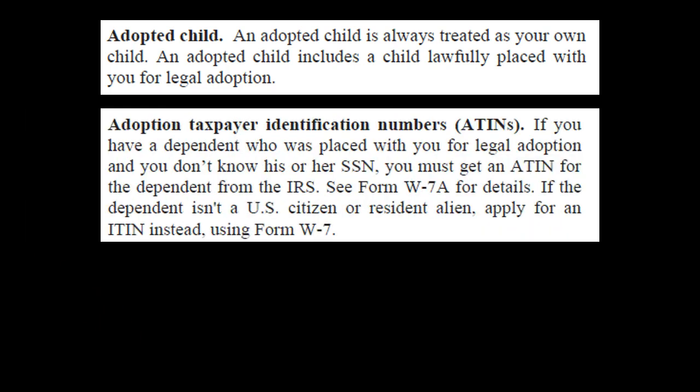So second item, back to the text. Adoption taxpayer identification number, or ATIN. Obviously we need the identification number here. Back to the text. If you have a dependent who was placed with you for legal adoption and you don't know his or her SSN, Social Security number, you must get an ATIN, Adoption Taxpayer Identification Number, for the dependent from the IRS.